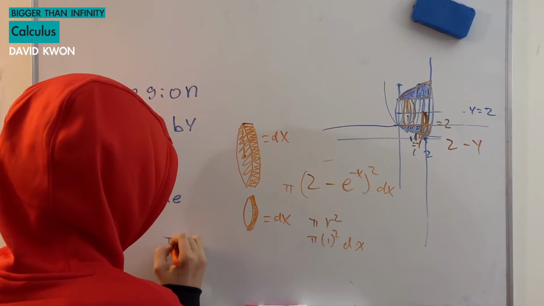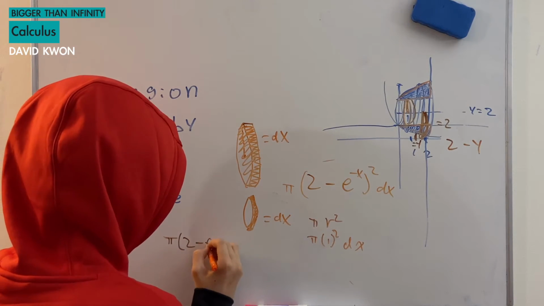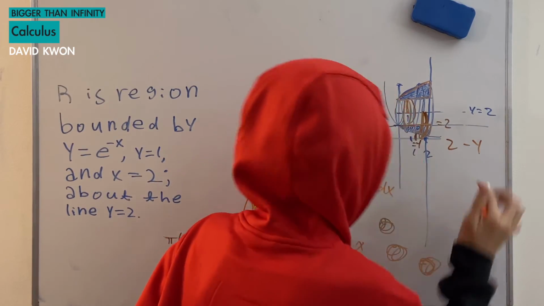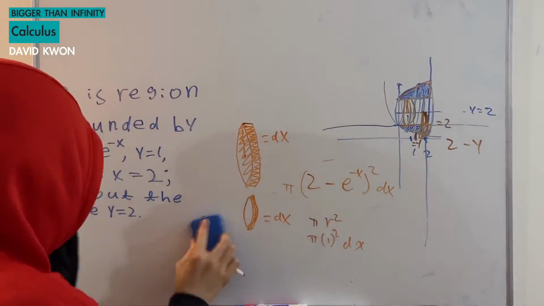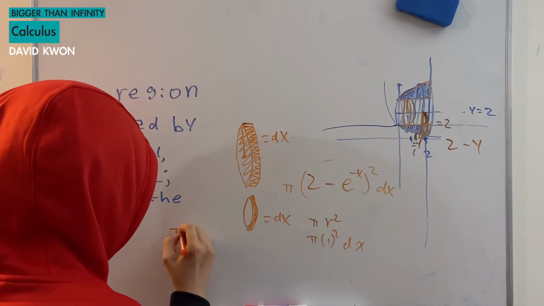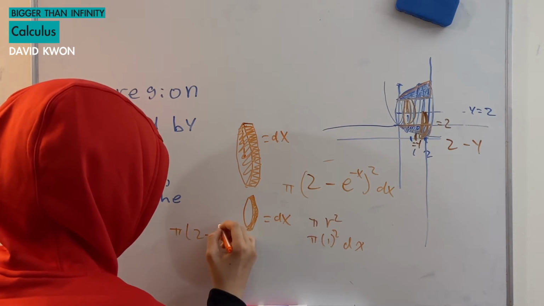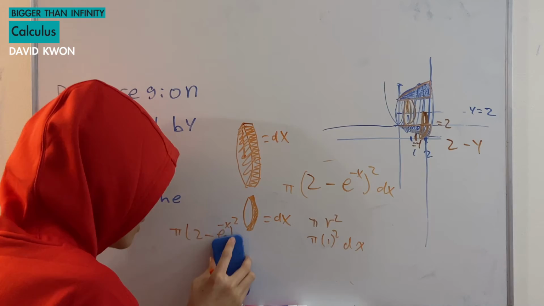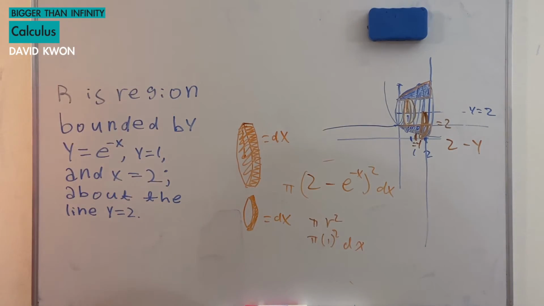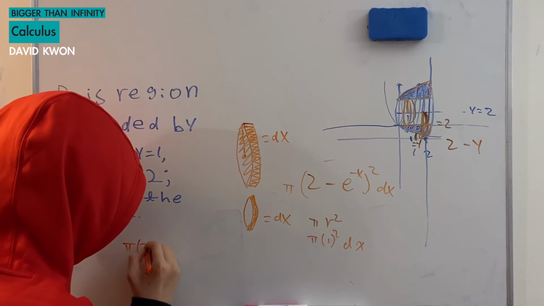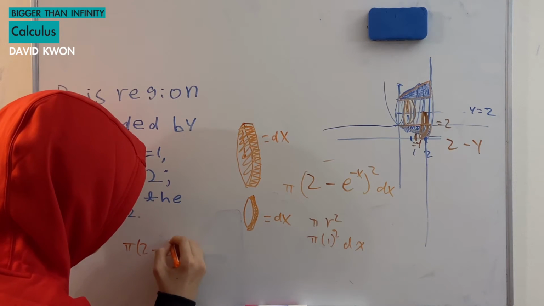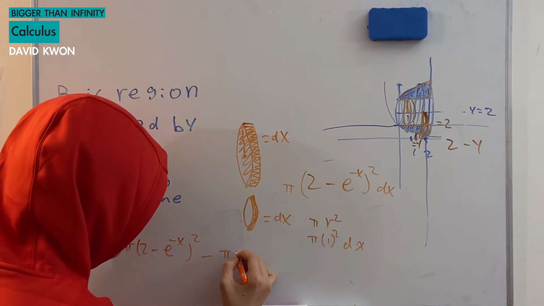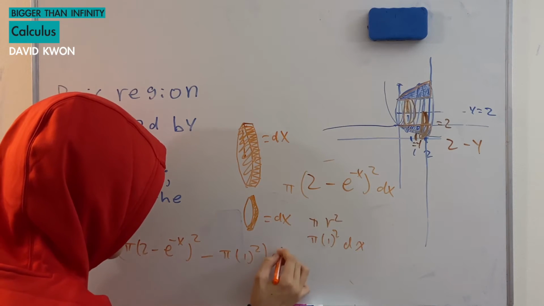So let's have pi times 2 minus e to the power of negative x. I made a very weird color. Let me rinse that out. Okay, finally got it. Again, let's have pi times (2 minus e to the power of negative x) squared minus pi times 1 squared, and then all of that by dx. And let's set the integral.